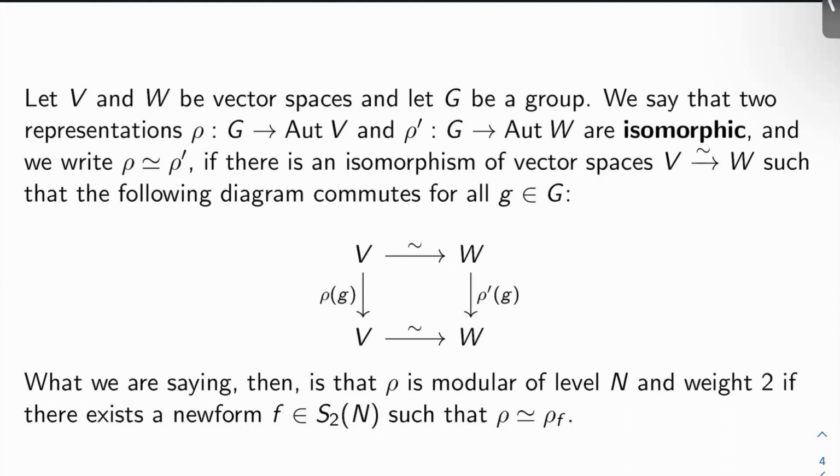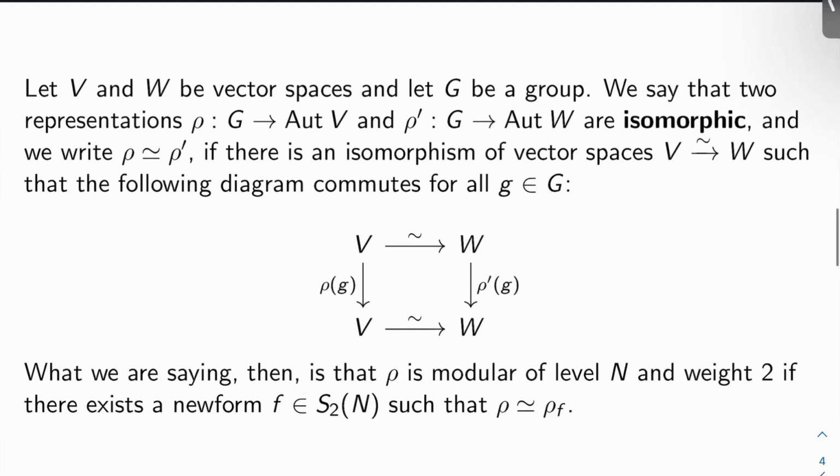All right, so once you have this terminology, it's a lot easier to describe what it means for a Galois representation to be modular. We'll say rho is modular of level N and weight 2 if there exists a newform F in S2(N) such that rho is isomorphic to rho_F. Okay, so I think that's a lot easier. That's a much easier way of thinking about the modularity of a Galois representation.